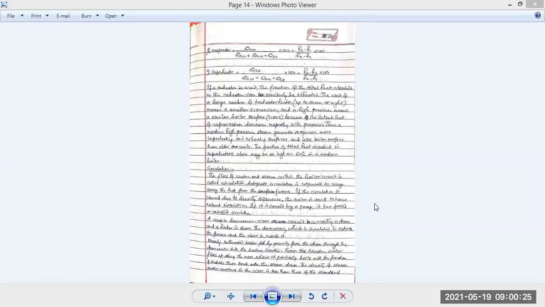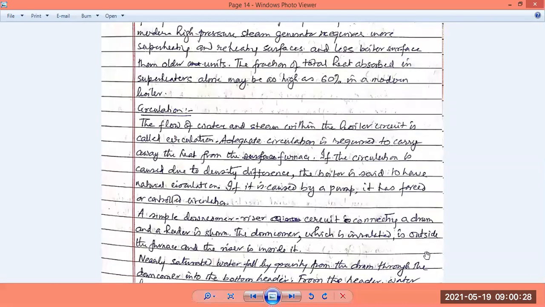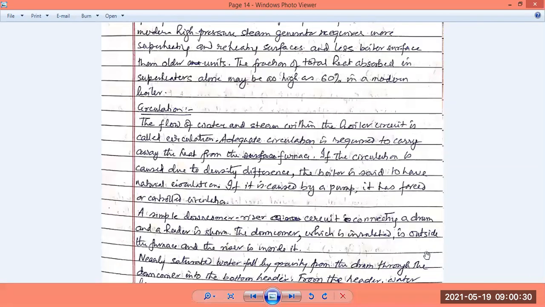We would like to explain a few words about the circulation. What do you mean by the circulation of fluid inside a boiler circuit? It is the flow in the boiler circuit. There are two types of fluid moving: one is water, another is steam. Within the boiler circuit, the movement or flow of these two fluids in different parts of the circuit is defined as the circulation within the circuit.